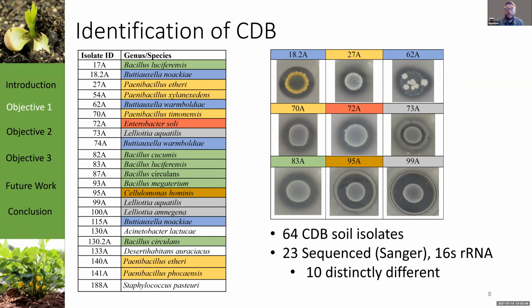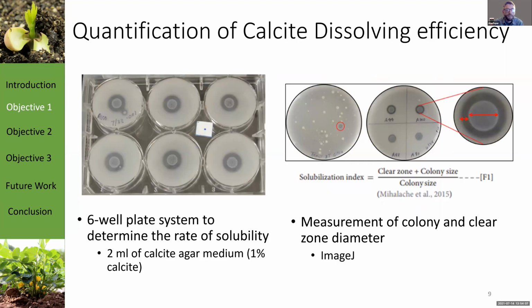So our primary focus is on the Bacillus and Paenibacillus bacteria, as they are endospore forming and are shelf stable. And so the end goal of all of this is to produce a form of biofertilizer. And so we would want a shelf stable bacteria that we can use and provide to farmers. So the next step is determining the rate at which they are able to dissolve this calcite into calcium.